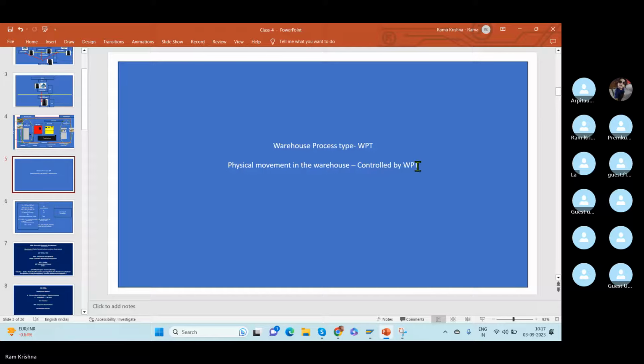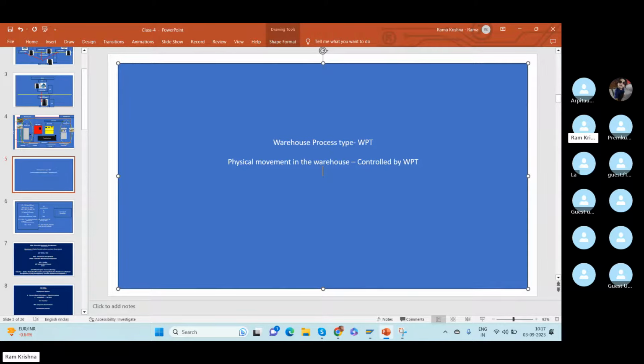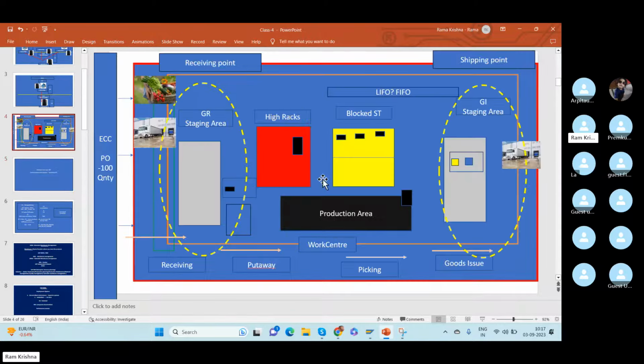Suppose I don't want to move the goods physically. I don't have too many storage types in my warehouse. I have only a very small storage type. I don't have this many storage types. I have only this one storage type.